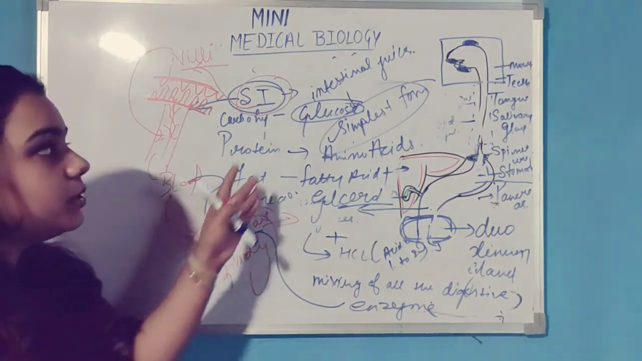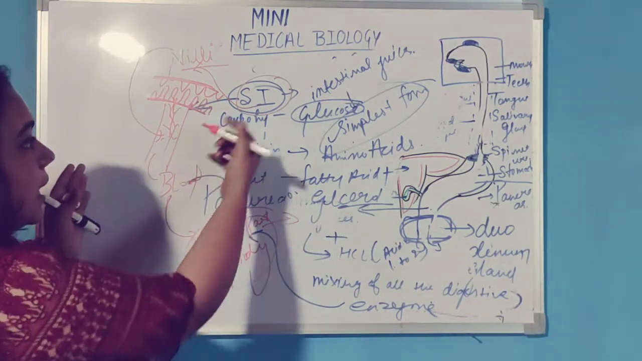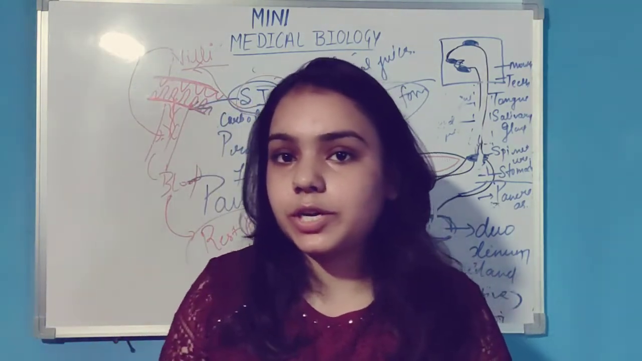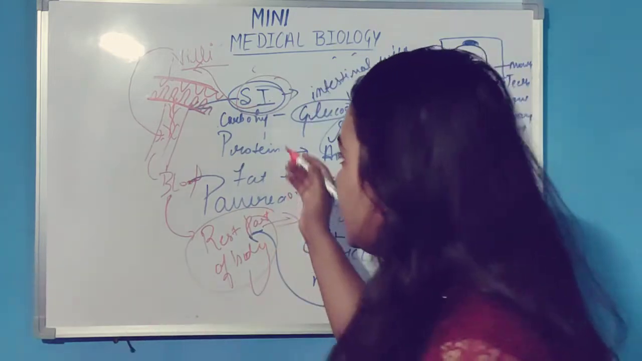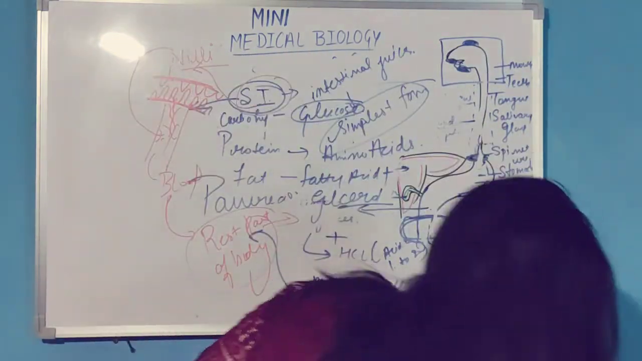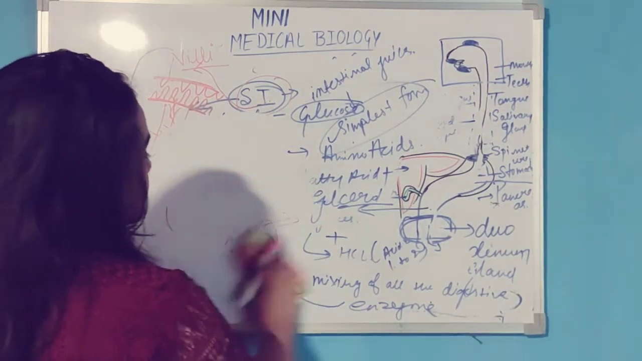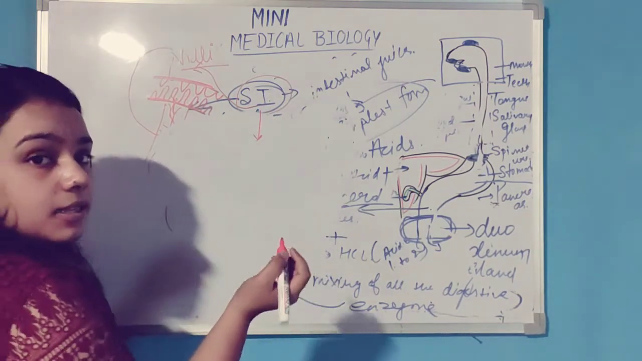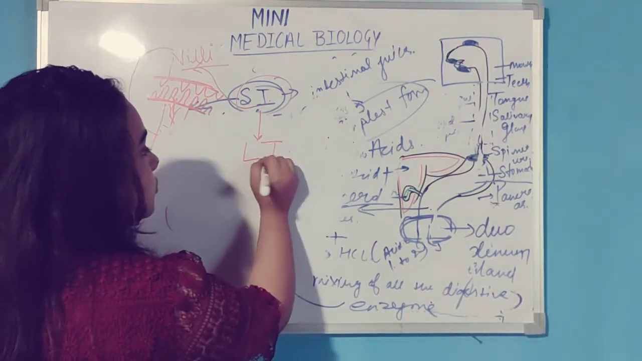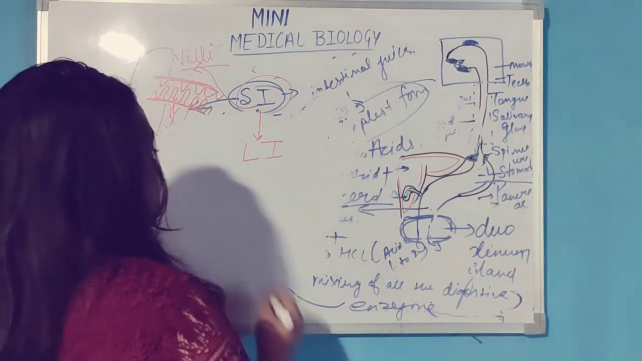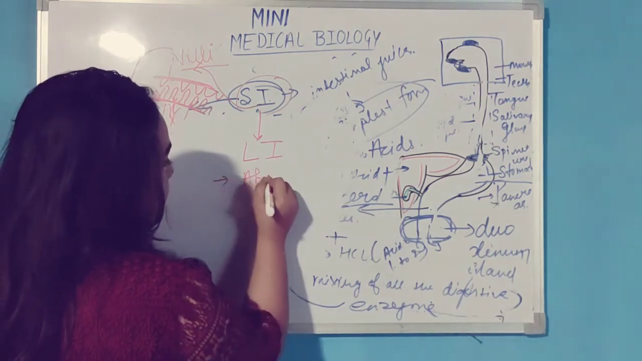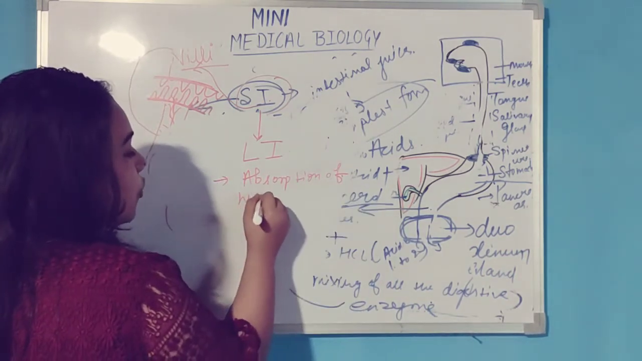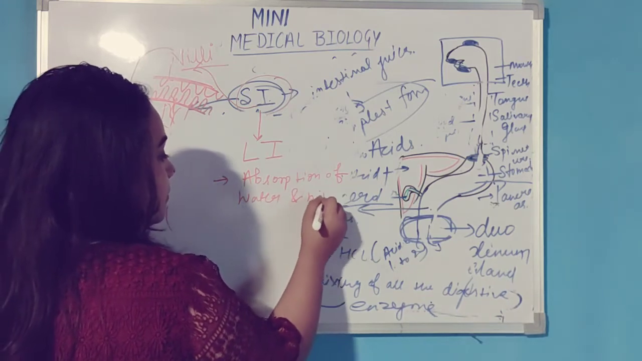And now what happens to the rest of the food? Once the nutritional content is absorbed by the small intestine, whatever the rest of the food is, it will travel to the large intestine. After the small intestine, food will move to the large intestine, and in the large intestine absorption of water and minerals will take place.